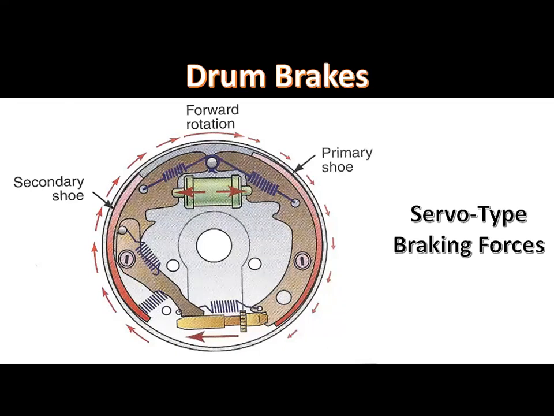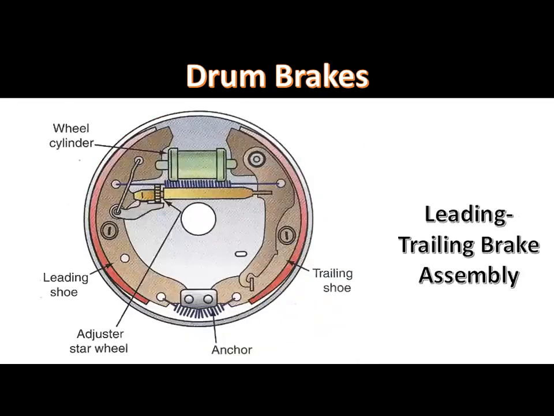In a servo type brake, approximately 75% of the braking force is from the secondary shoe. Therefore, the secondary shoe has a longer lining compared to the primary shoe. The adjusting mechanism between the lower end of the brake shoes contains a threaded star wheel with two extensions that fit over the lower ends of the brake shoes.